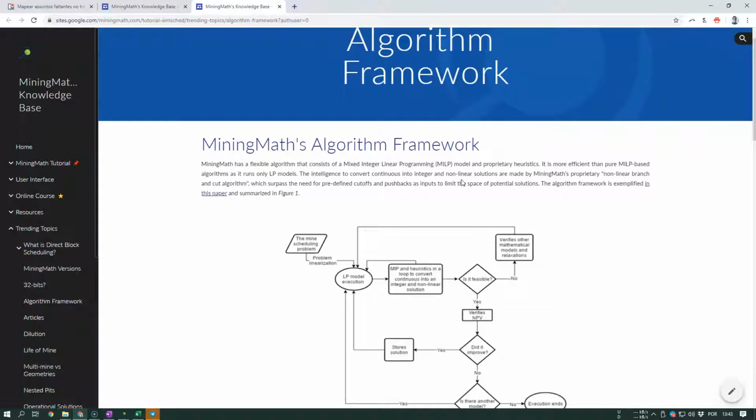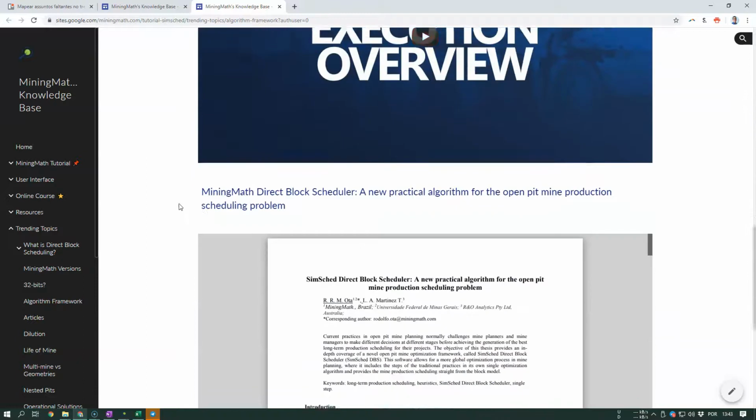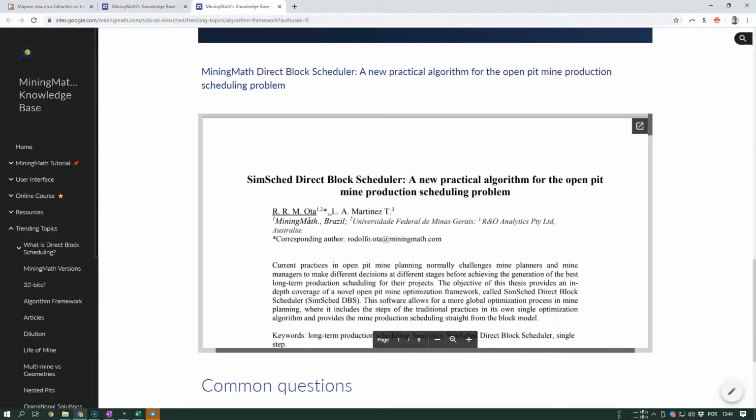functions behind the interface. Of course, limiting what is publicly available. There are parts that are intellectual property and will not be disclosed here. But this is a very special article, or paper actually, in which you can better understand how MiningMath algorithms and mathematical model work from within.